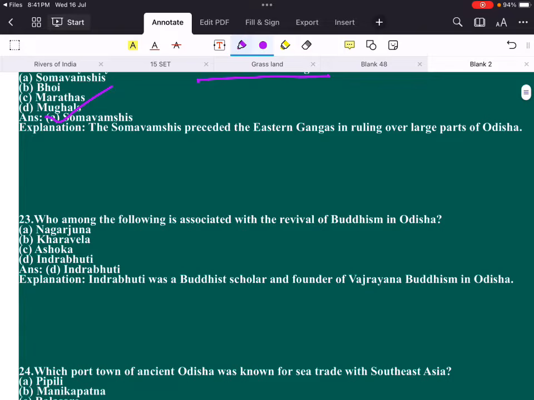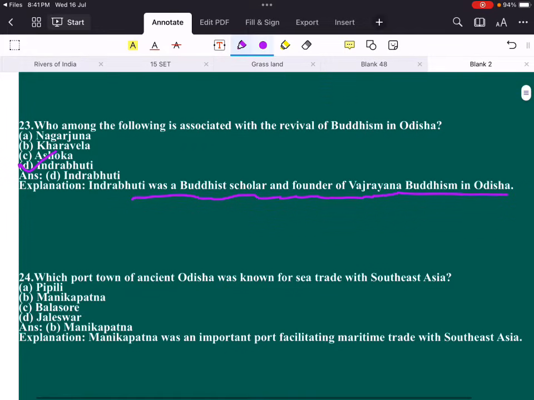Who among the following is associated with the revival of Buddhism in Odisha? That is Indrabhuti. Indrabhuti was a Buddhist scholar and founder of Vajrayana Buddhism in Odisha.